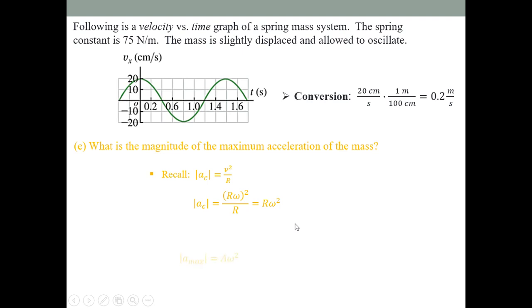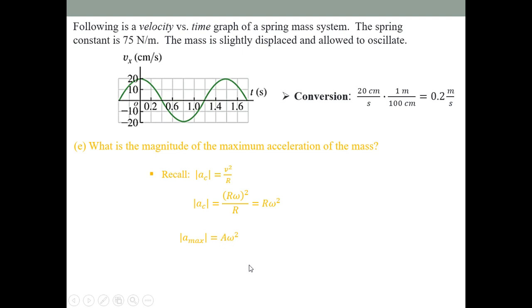Okay. Now I can use this for simple harmonic motion as well, because the motion of an object going in a circle is similar to an object oscillating back and forth on a spring. So here I just went ahead and replaced r with capital A, which is the amplitude. The reason I did that is because it's trying to find maximum acceleration, and the maximum acceleration occurs when the block is completely compressed to the left or fully extended to the right, and that distance in simple harmonic motion is known as the amplitude, which is represented by capital A.